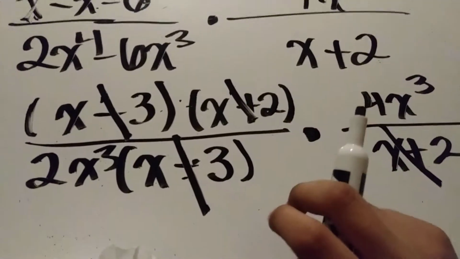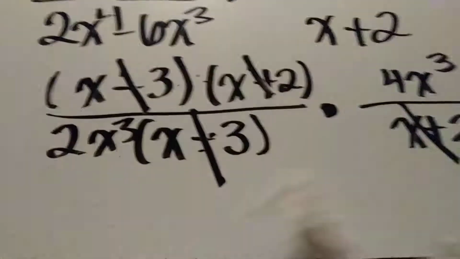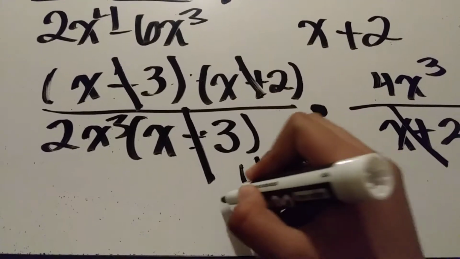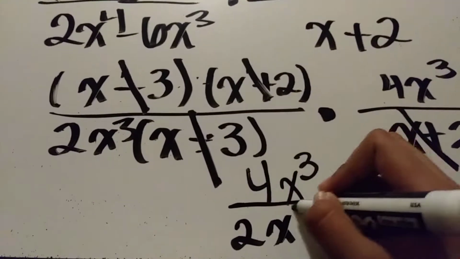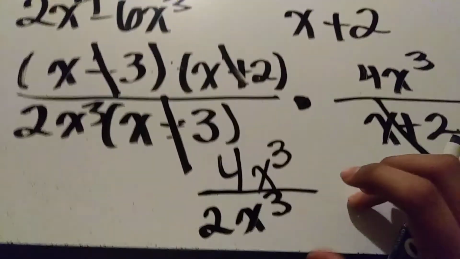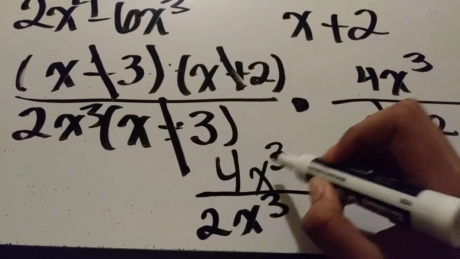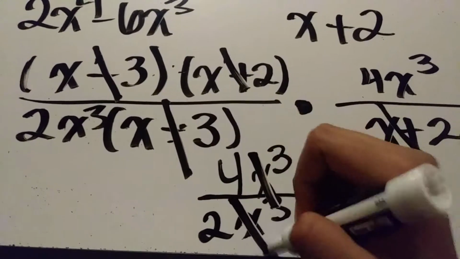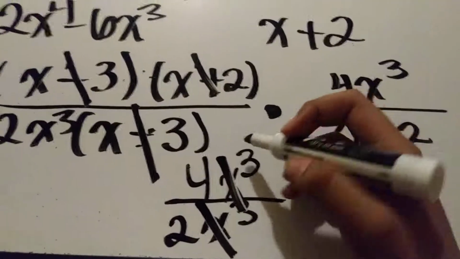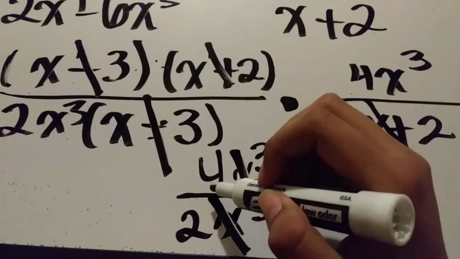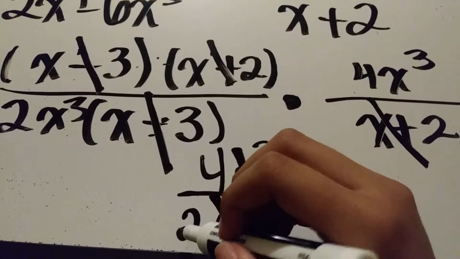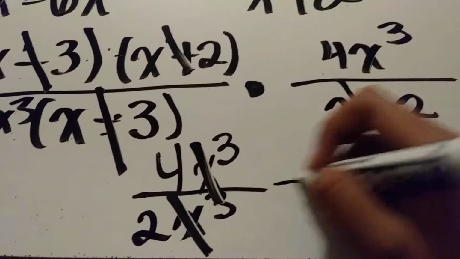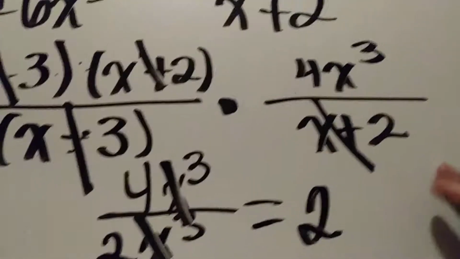and then we can get 4x^3 over 2x^3. So once we do that, we have our x cubed on both sides, so we can simplify that, because that equals 1. And we could also simplify the 4 divided by 2, because when we divide 4 and 2, we get 2.